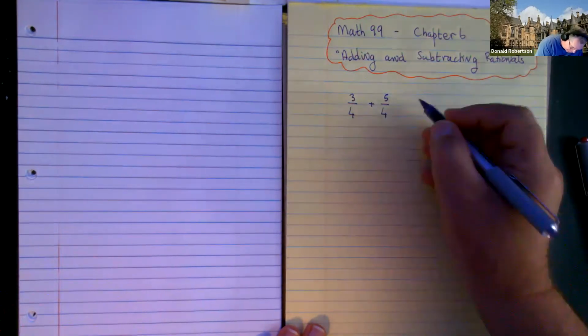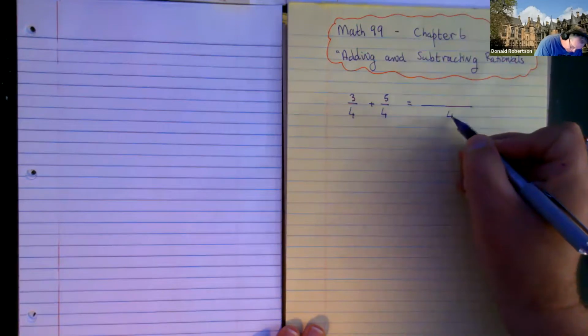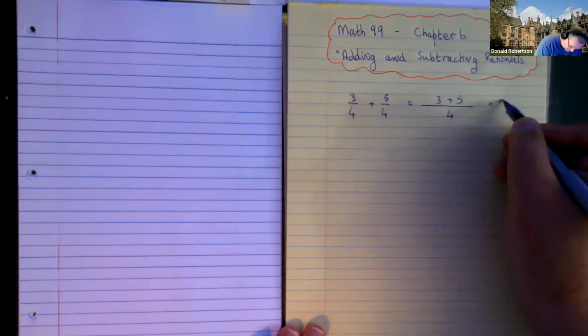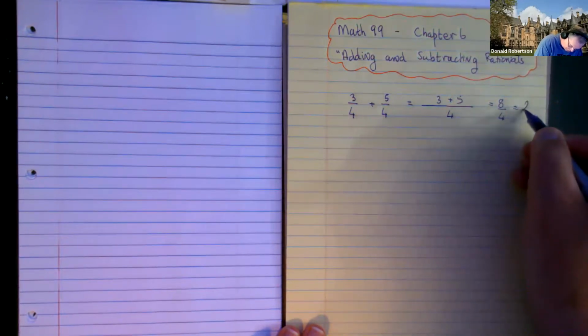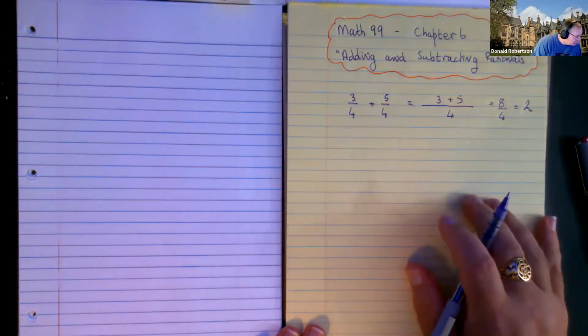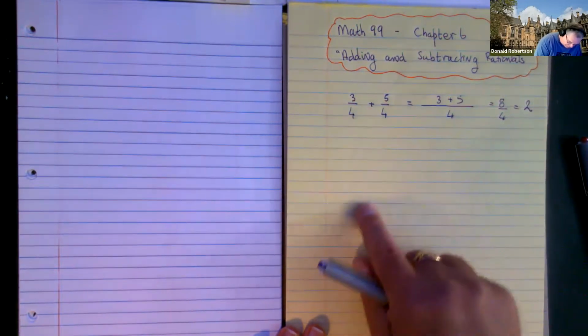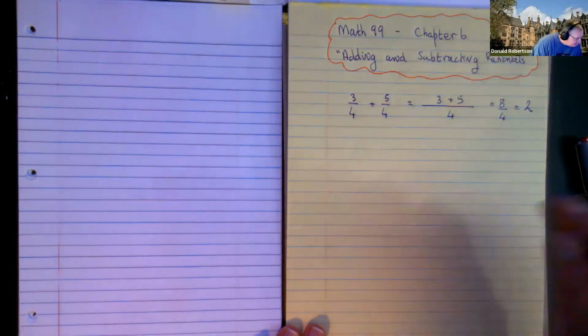Now, if everything is numerical as they are here, as long as they share a common denominator, you can simply add the numerators together. And in this case, 8 over 4, which would simplify down to 2. So the key to adding and/or subtracting rational expressions is to make sure that both fractions, if there's two, share a common denominator. And if they do, then you can add the numerators together.